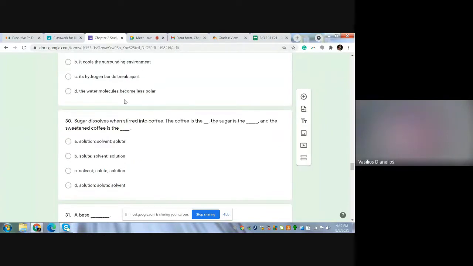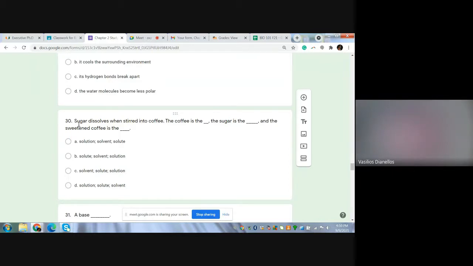But anyway, number 30, you do need to know this, not necessarily sugar dissolved in coffee, but what you do need to know is if you mix something in a liquid to create something else, right? Let's just put it this way. The coffee is the solvent because that's the thing doing the dissolving. The sugar is the solute because that is the thing being dissolved. And the sweetened coffee is the solution because that's the stuff you made.